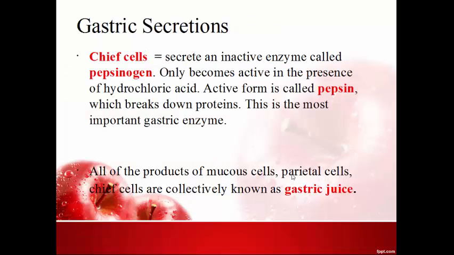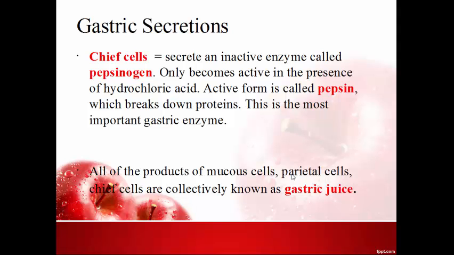Right, and the third type of secretory cells, the chief cells. These will produce an enzyme that is inactive, and the inactive form is called pepsinogen. Now when this is mixed with hydrochloric acid, it becomes active. And the active form is called pepsin, and this will help to break down proteins. And this is the most important gastric enzyme that we'll talk about, is pepsin.